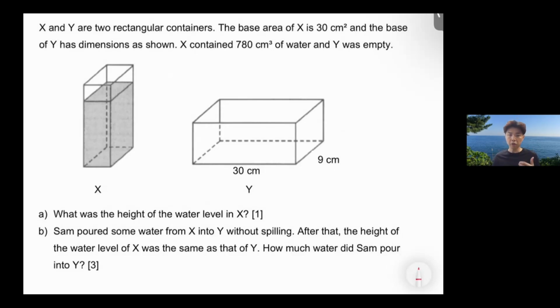So long story cut short, part B is about Sam pouring some water from container X to container Y without spilling. After that, the height of the water level in both containers will be the same. How much water did Sam pour into Y? To answer that, we have to first find out the height of the water in both the containers after Sam poured the water from X into Y.